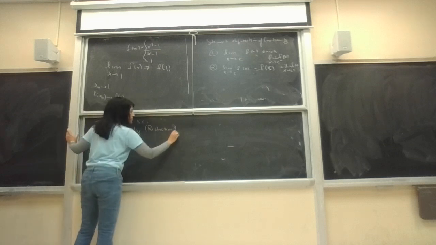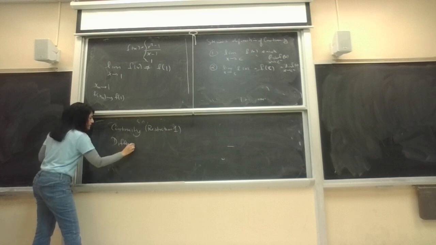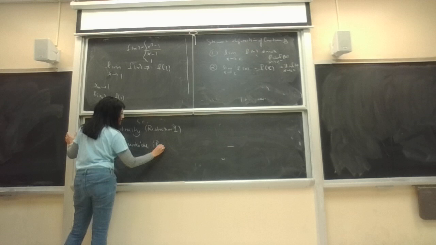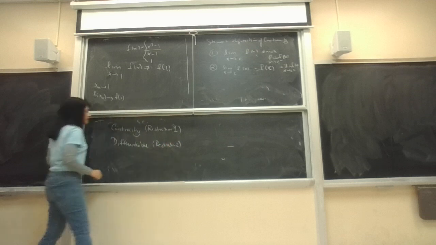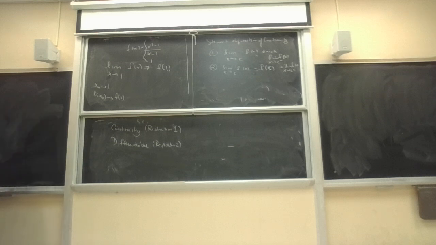So let's call this restriction 1. Differentiable is restriction 2. Which one do you think is stronger? Differentiable. So can you give me an example of something that's continuous and not differentiable? Absolute value. Yeah, that's a classic one, right?